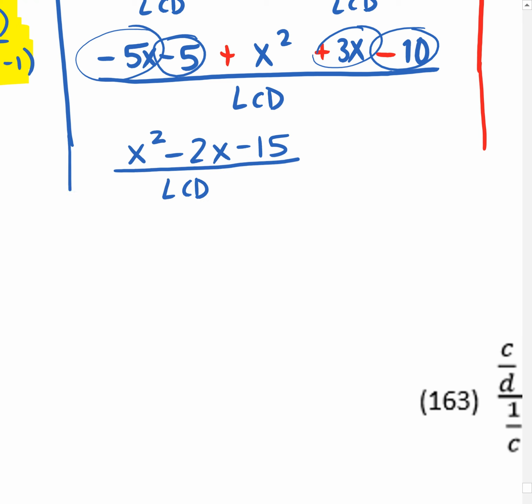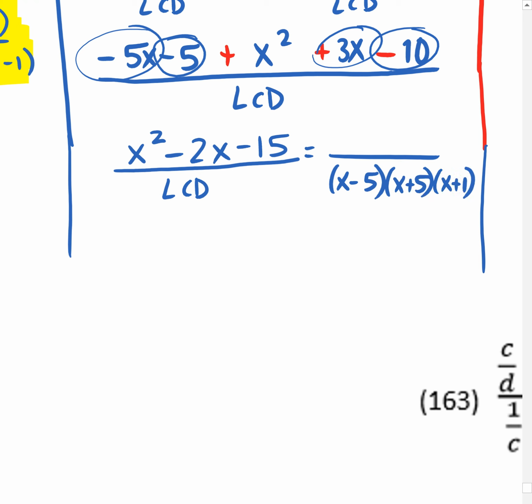But now that we want to see if we can reduce, I think I'm going to actually write out that LCD. I can't remember what order they were in, but it doesn't matter. x minus 5, x plus 5, x plus 1. As long as those three factors are in there, it doesn't matter. And then the numerator, I think, factors into x minus 5, x plus 3, because those are the two numbers that multiply to negative 15 but add up to negative 2. Negative 5 and 3.